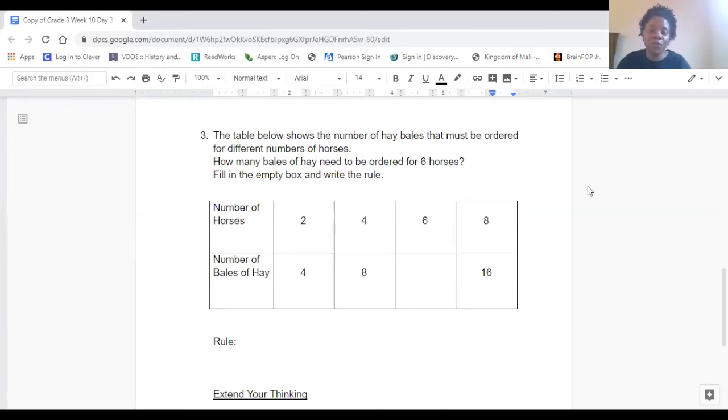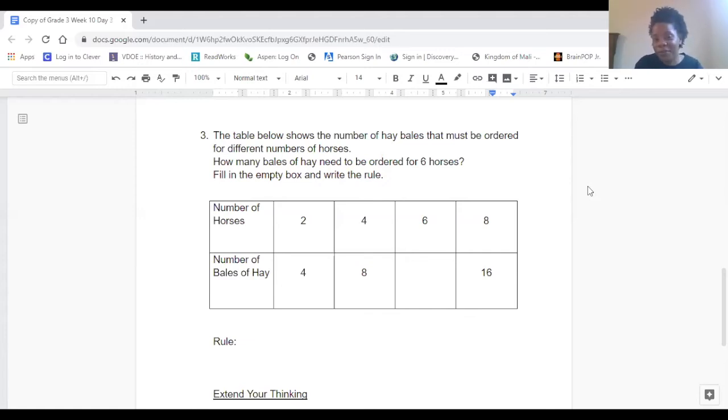Solve it number 3. The table below shows the number of hay bales that must be ordered for different numbers of horses. How many bales of hay need to be ordered for 6 horses? Fill in the empty box and write the rule. So here you're going to have to find the rule. I'm going to give you a hint. If you look at the table, it will show you the rule. You're going to pause here and write your answer. Remember to explain your thinking. Once you have your answer, continue the video.